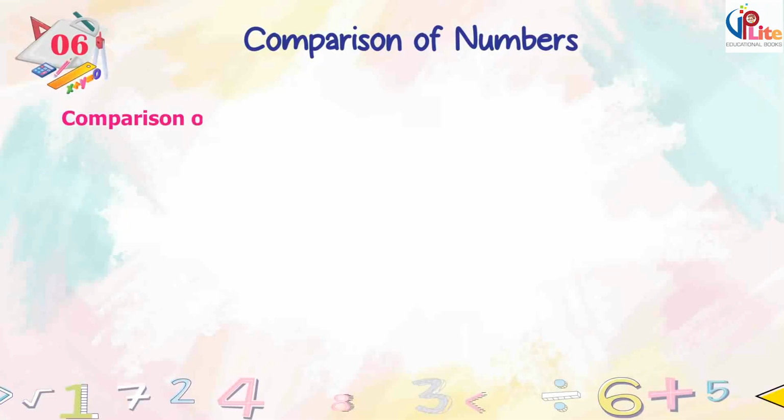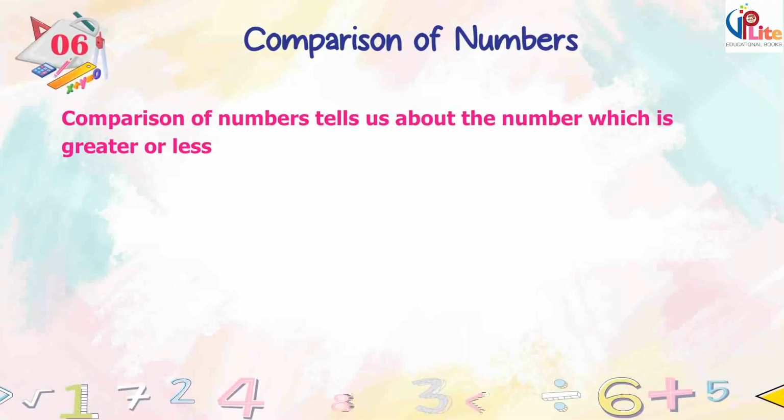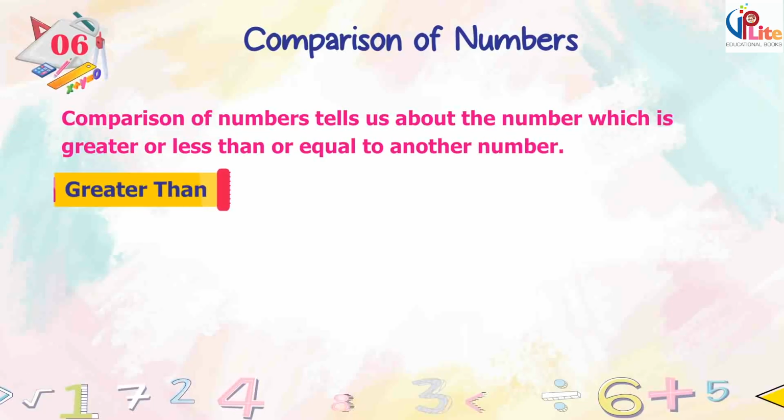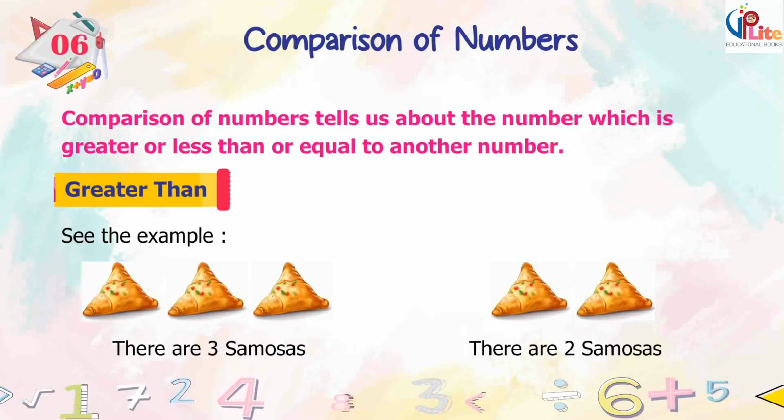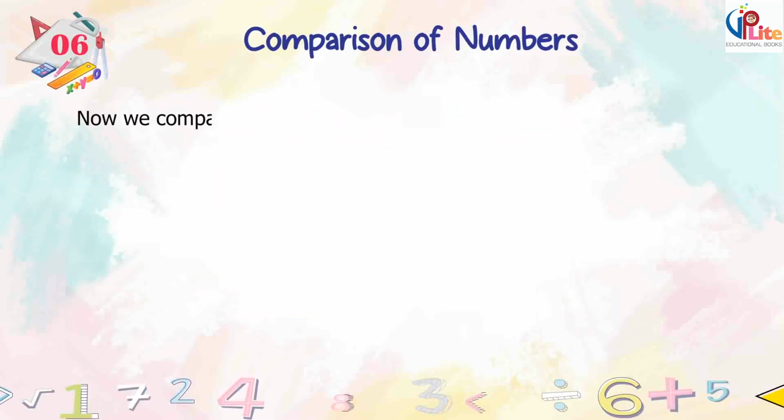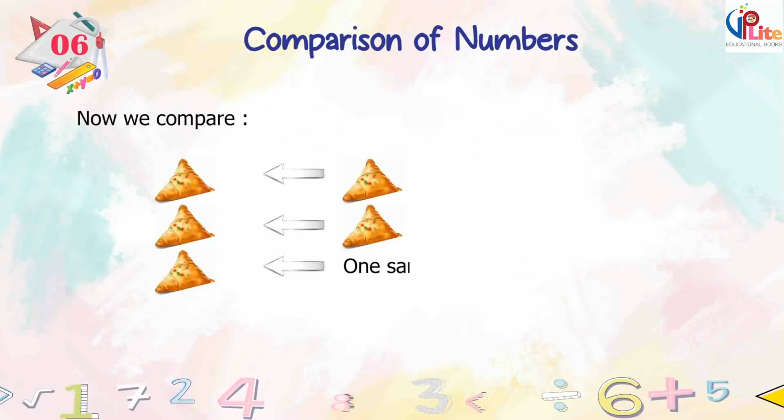Chapter 6. Comparison of numbers. Comparison of numbers tells us about the number which is greater or less than or equal to another number. Greater than. See the example. There are 3 samosas. There are 2 samosas. Now we compare. 1 samosa is left as extra.